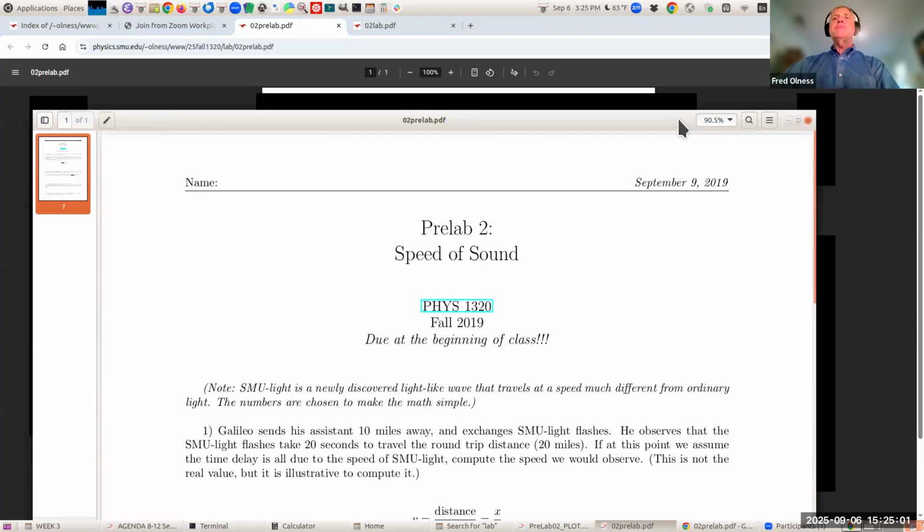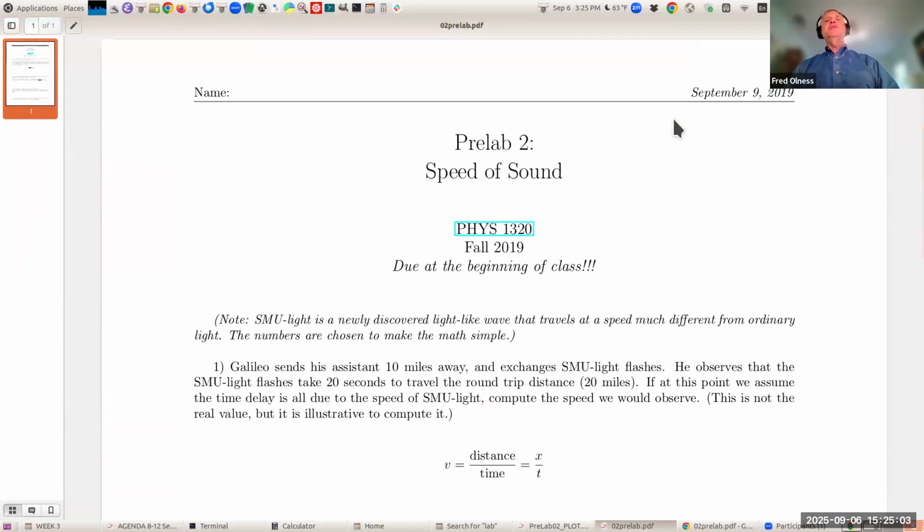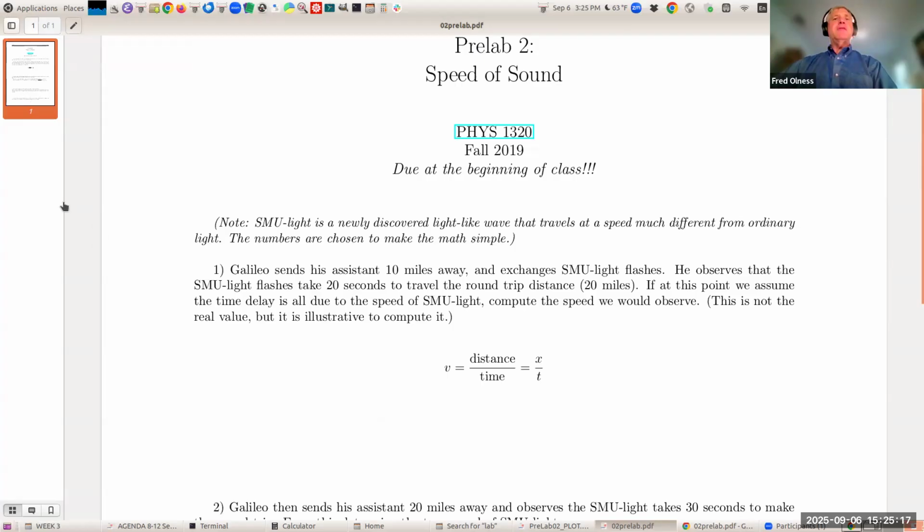And so what we're going to do is we're going to measure the speed of sound. And we're going to use a technique similar to what Galileo tried to use 400 some years ago to try to measure the speed of light. So here's the experiment that Galileo did.